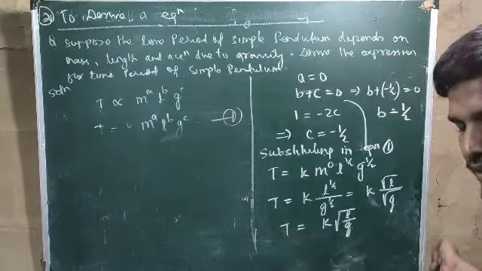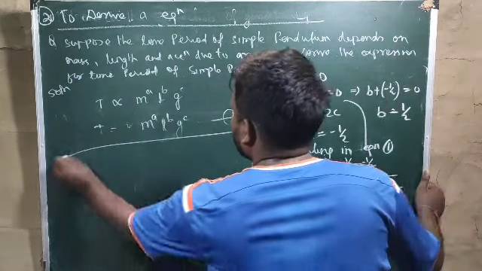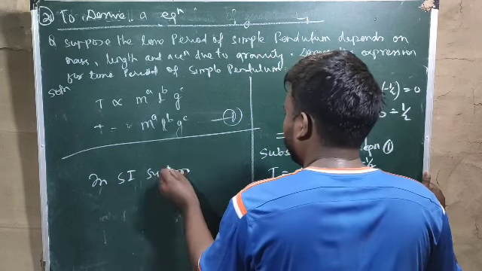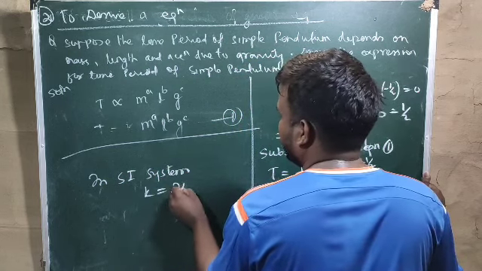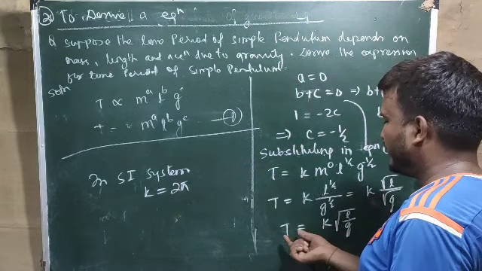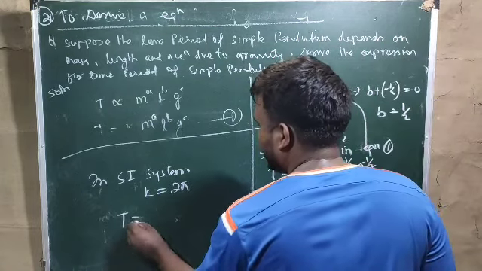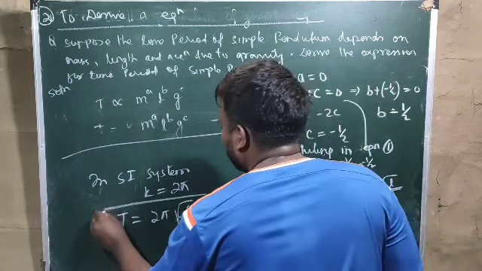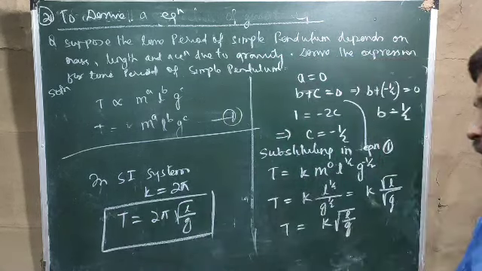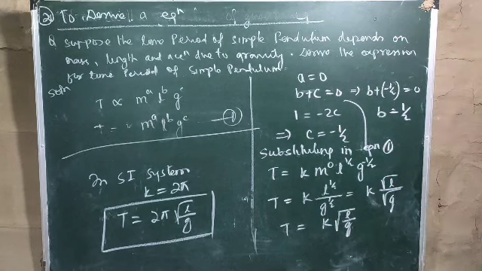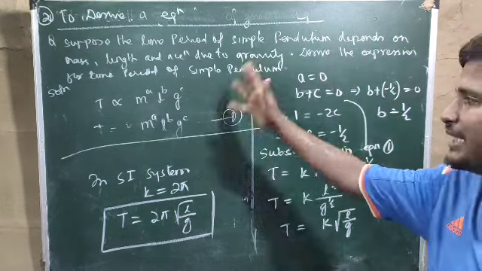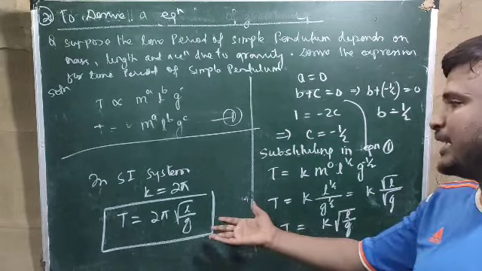Now, in SI system, K is equal to twice pi. If K is equal to twice pi, then time period is equal to twice pi root over L by G. This is the formula for time period of the simple pendulum. So you can see that if you know what factors the time period depends upon, then you can directly formulate the formula for time period.